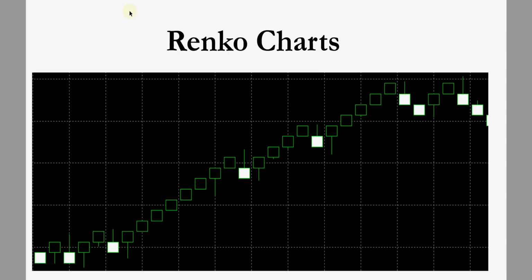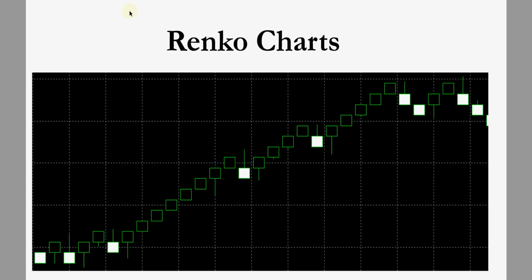on the screen. What is Renko? Renko is a type of chart developed by Japanese that is only concerned with price movement. Time and volume are not included. So it is named after the Japanese word for bricks. So when Japanese talk of bricks, it's the same thing as saying Renko.